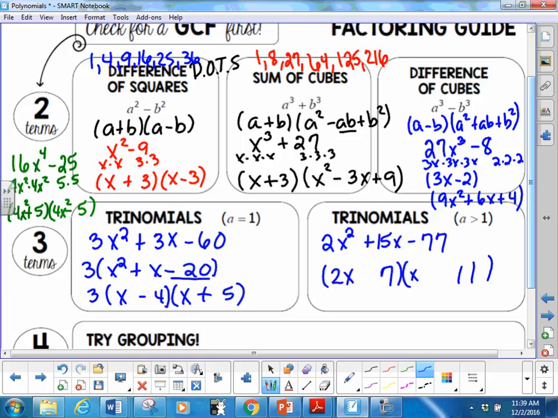Now, the only thing we don't know is about signs. Because if this is a negative and that's a positive, then they're going to be different. One's going to be a plus and one's going to be a minus. How do you know where to put the plus and where to put the minus? The short answer is you don't. You take a guess and see if it works. And if it doesn't work, switch them. How do you see if it works? Work it out.